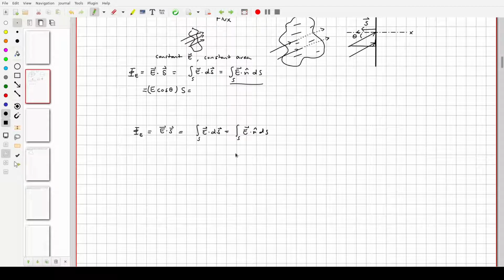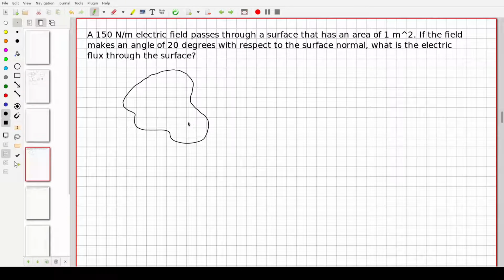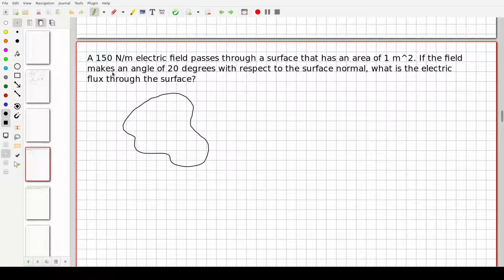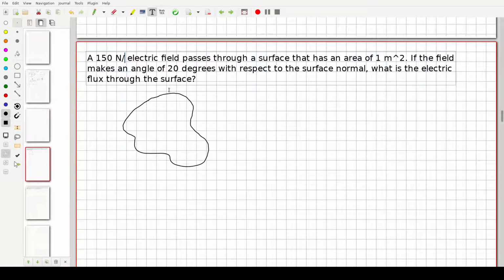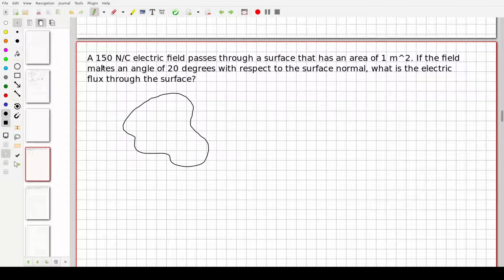Okay. So let's just do an example or two dealing with this right here. And so what we have here is a 150, and that shouldn't be newtons per meter. Let me fix that real quick. Can't do it that way. This should be per coulomb. Not sure how that mistake got in there. But a 150 newton per coulomb electric field passes through a surface that has an area of 1 square meter. If the field makes an angle of 20 degrees with respect to the surface normal, what is the electric flux through the surface?